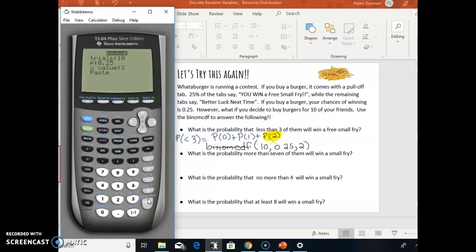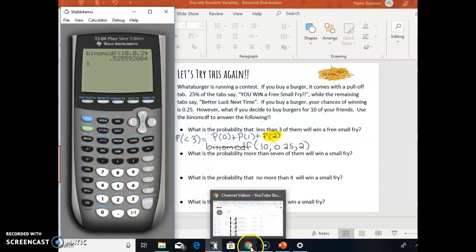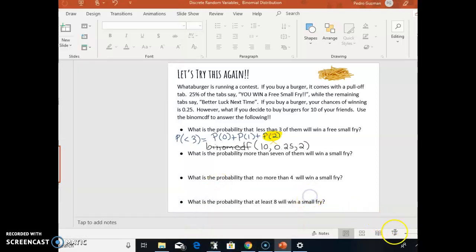Now I'm not finding the probability of exactly 2. I'm finding the probability of 0 through 2, 0, 1, or 2 together. And that gives us 0.5256.